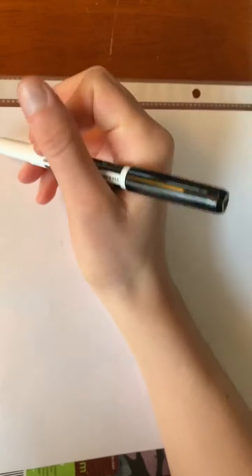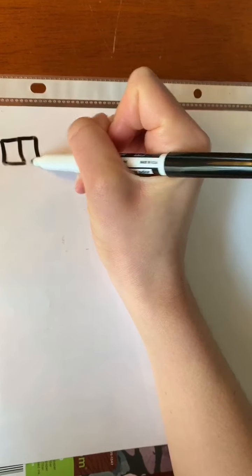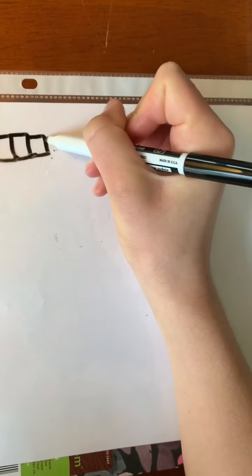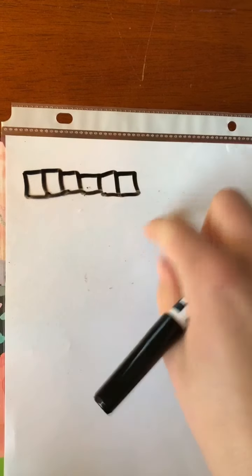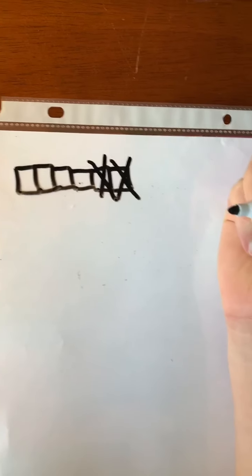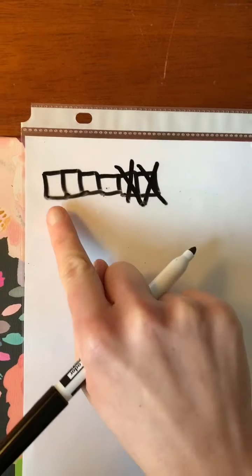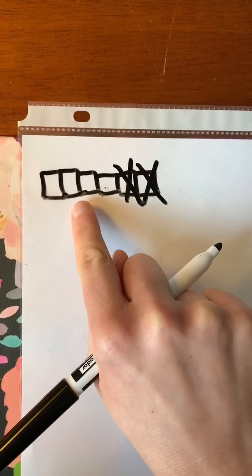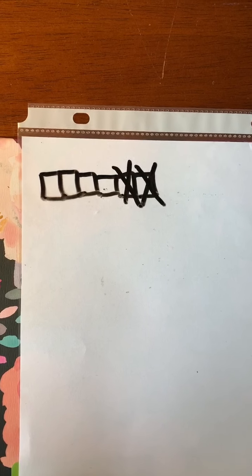Now I want you to start by drawing a stick that has 6 cubes in it. Now I want you to cross off 2 from the end. How many cubes are we left with? Let's count. 1, 2, 3, 4. We're left with 4 cubes.